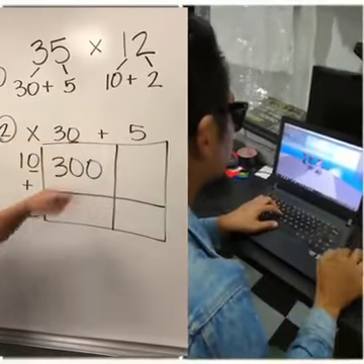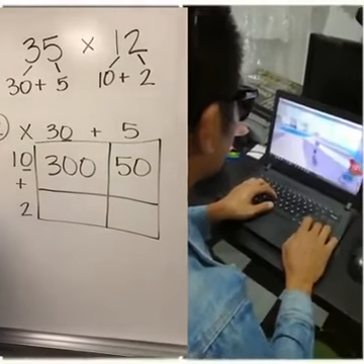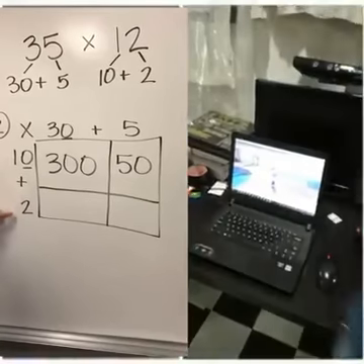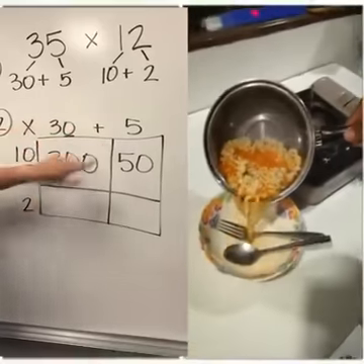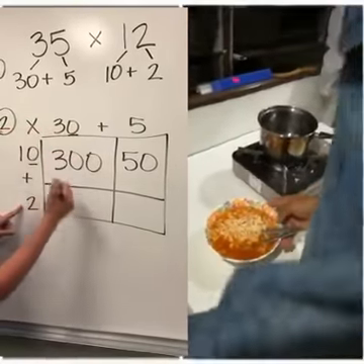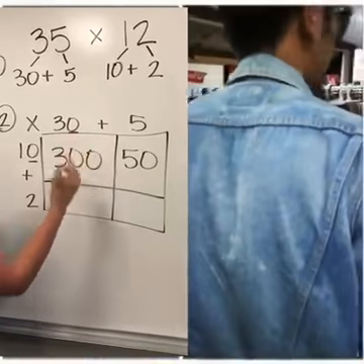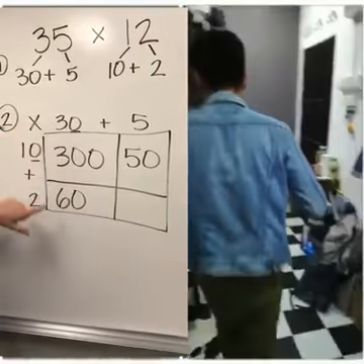We did 10 times this, 10 times that. 10 times 5 is 50, so it goes in the first box. And then we do 2. We go down to the 2 because we're done with the 10. 2 times this, 2 times that. So 2 times 30. 2 times 3 is 6. And between both of these numbers, I've only got the 1 zero, so I attach it to the end. 2 times 30 is 60.